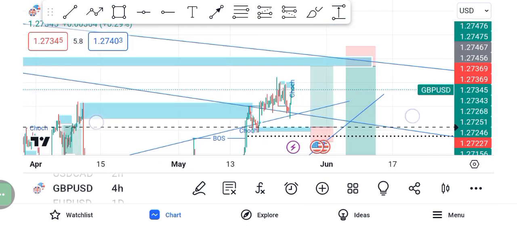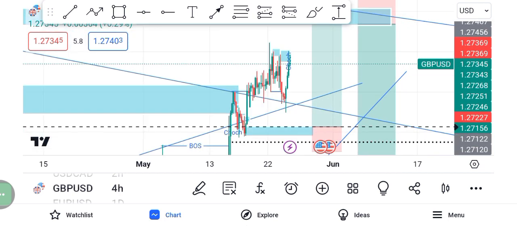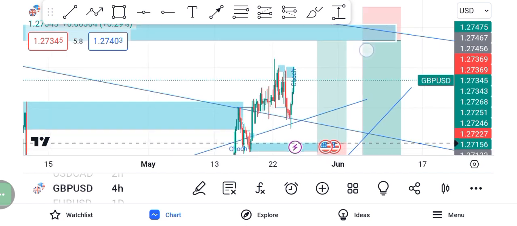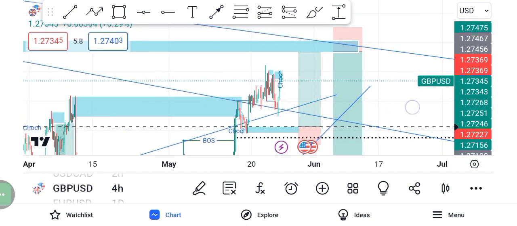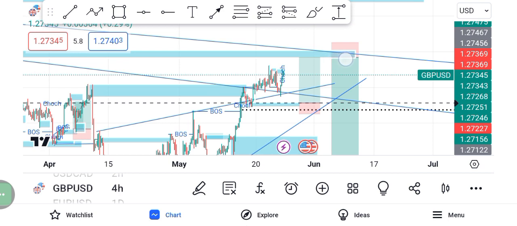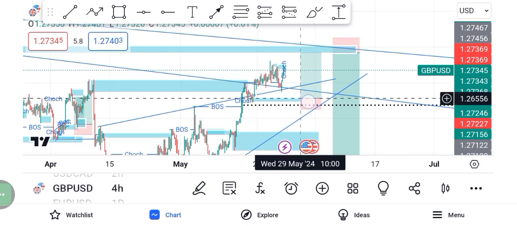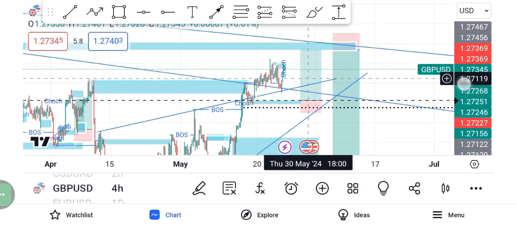So for this week, I'm looking to buy GBPUSD to this point. Then up to this point, I sell. But my overall bias is for it to sell. Just that I'll be waiting for it to get to this point before selling. But if it pushes back a little to this point, then I'll buy it to this point. That is my bias for GBPUSD.